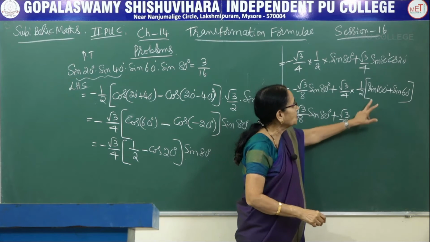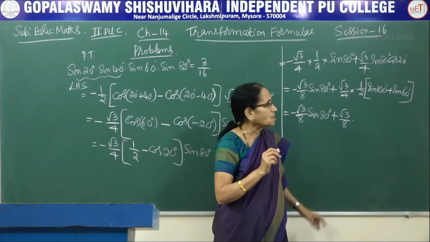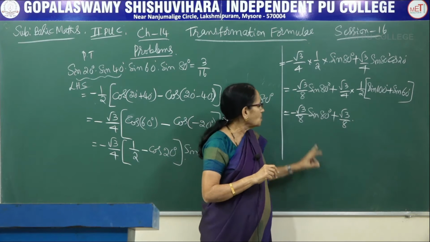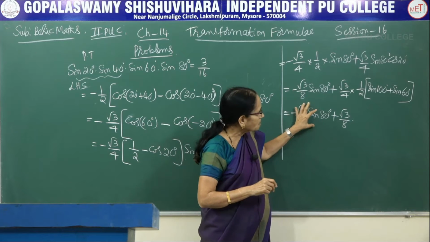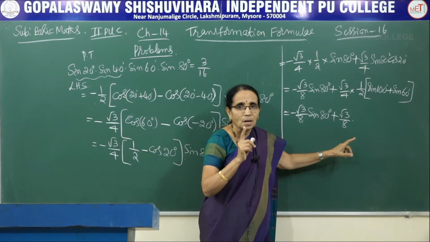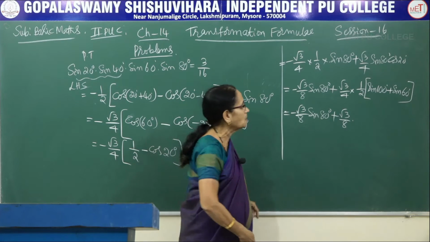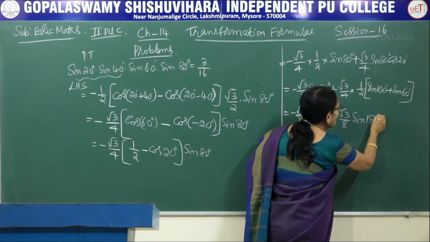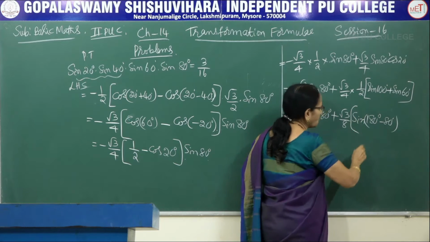Now what I am doing is, this sin 100, I am using the allied angle rule. It can be written as 180 minus 80. Why I am writing this is, look here, I am having minus root 3 by 8 into sin 80. If you could get the same number here with the positive sign, those two can be cancelled, because our right hand side is only a number, no trigonometric ratio at all. Therefore, I am using 100 as sin of 180 minus 80. Then you can write the bracket only.